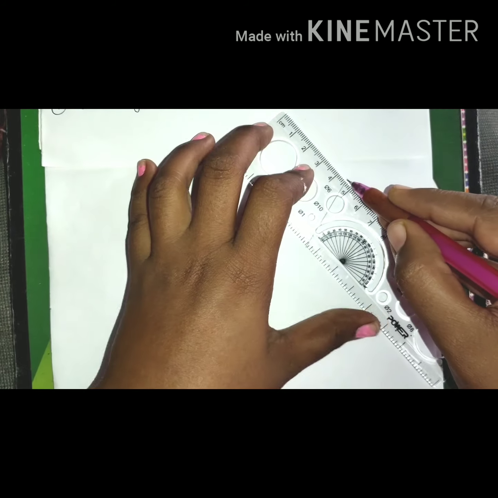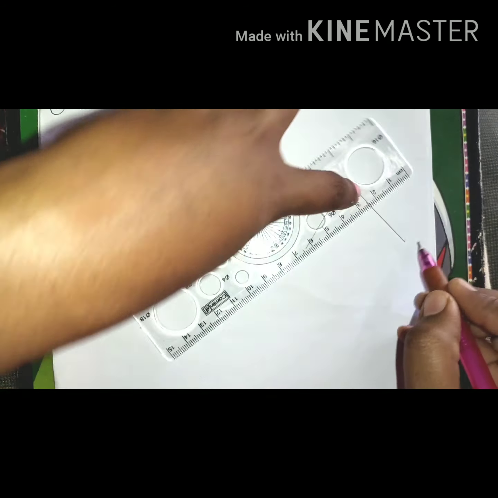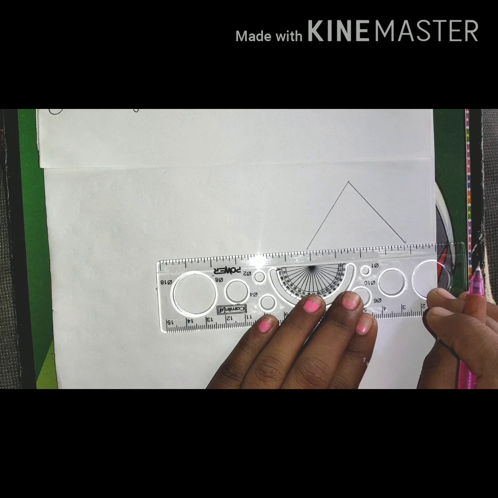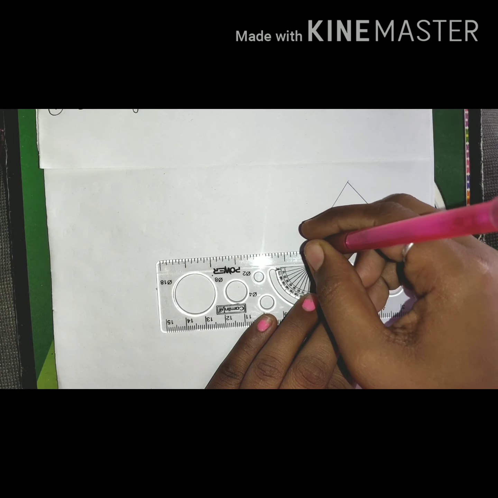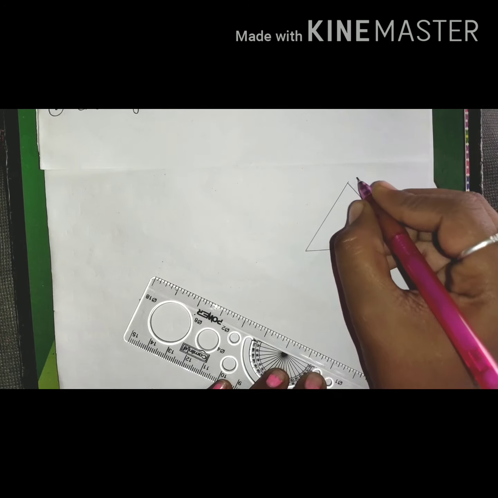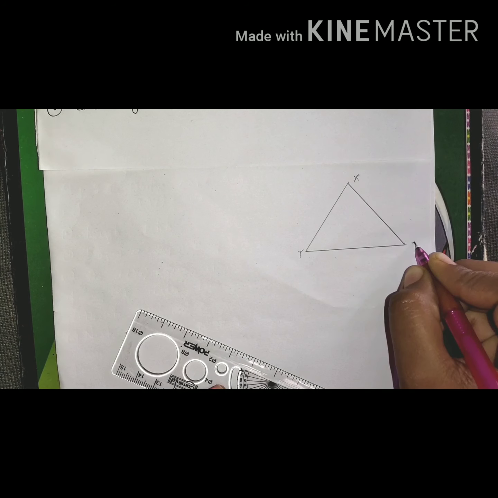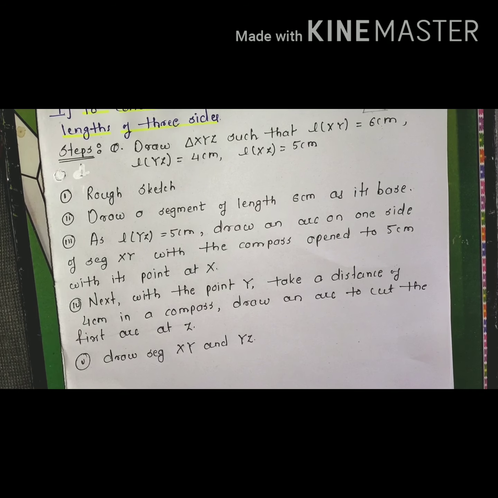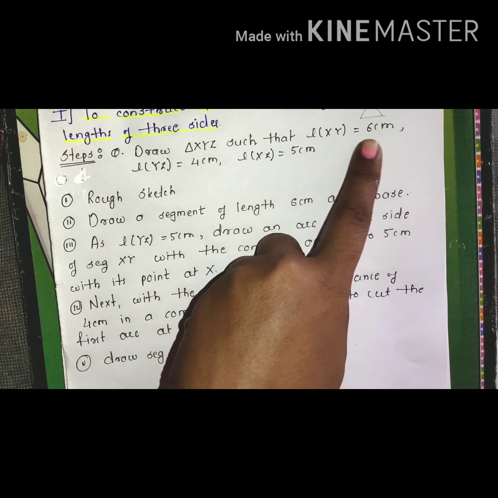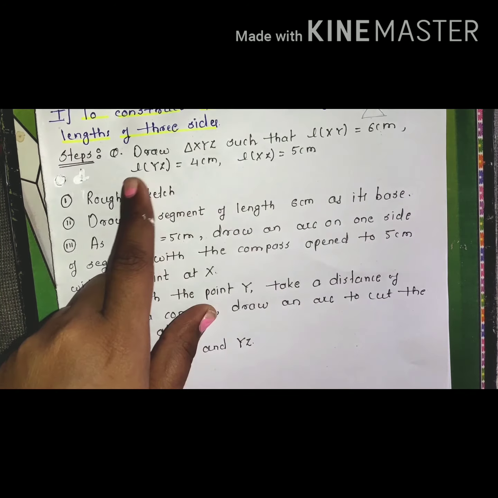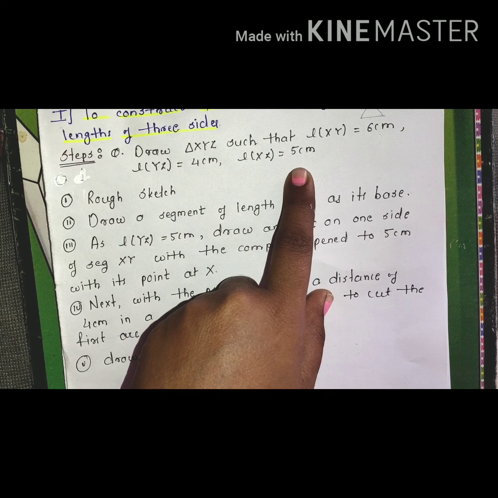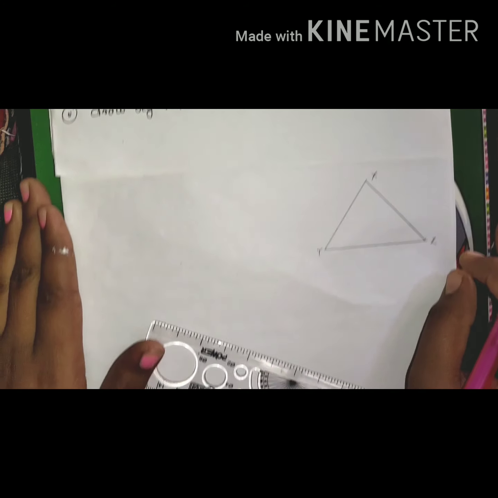Here is triangle XYZ. Let us name it according to the example: length XY is given as 6 cm, YZ is given as 4 cm and XZ is given as 5 cm.